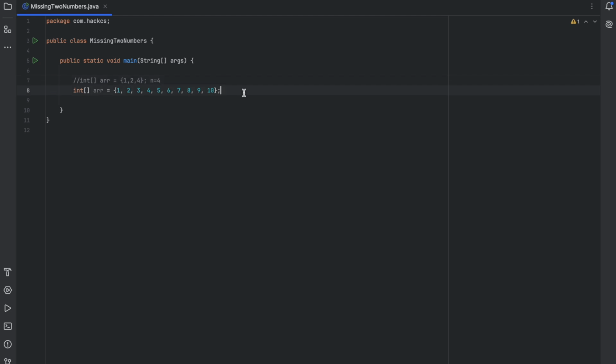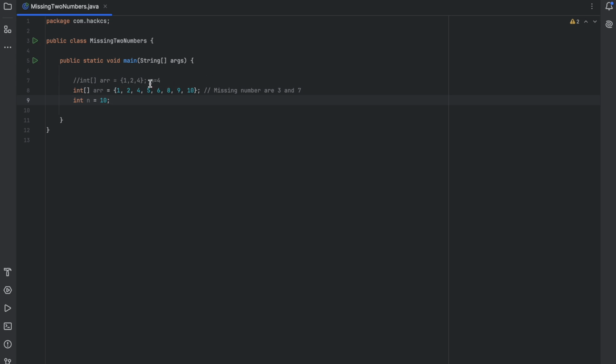Now we have taken another array, and the length is 10. So now let us define int n equals 10. The length is 1 2 3 4 5 6 7 8 9 10. Now we will remove number 3. Number 1 is missing, and we know how we are going to find it if one number is missing. Now let us also remove one more number. So the missing numbers are 3 and 7. Now how are we going to solve this?